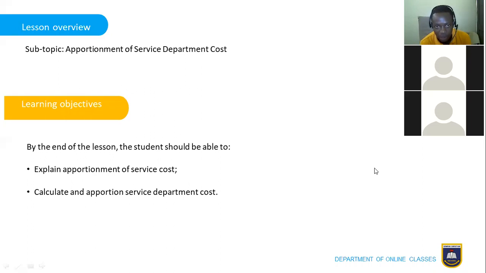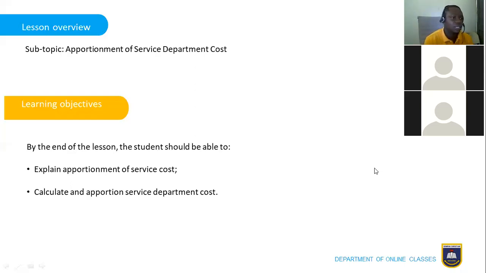Whilst apportionment has to do with sharing, of course, among the various cost centers. So one, you are sending everything to a cost center, whilst the second one, which is apportionment, has to do with you sharing the cost over the various cost centers. You get me? All right. So now our focus for today will be on apportionment of service department costs.